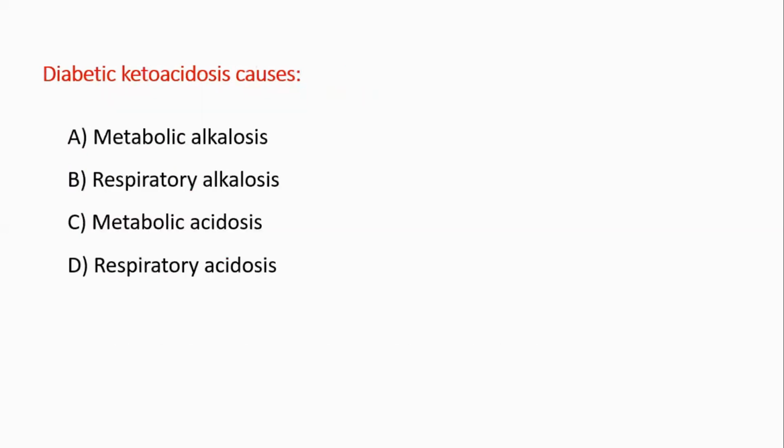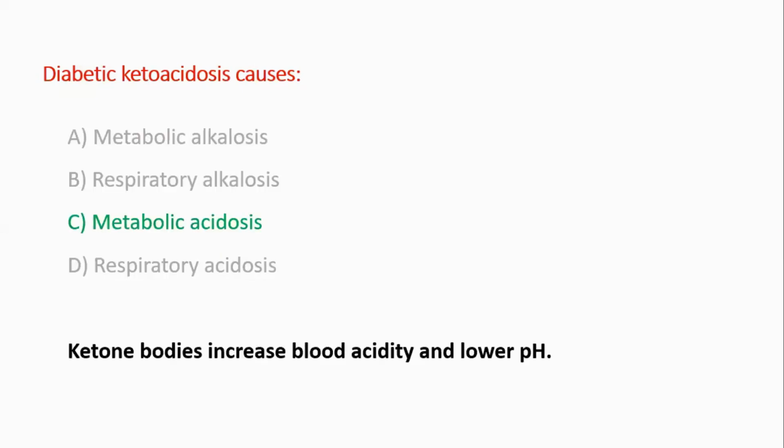Diabetic ketoacidosis causes: metabolic alkalosis, respiratory alkalosis, metabolic acidosis, or respiratory acidosis? When diabetes is uncontrolled, the body starts burning fat rapidly. The result? Ketone bodies accumulate. But what acid-base problem develops? Yes, the right answer is metabolic acidosis. Ketone bodies increase blood acidity and lower pH.